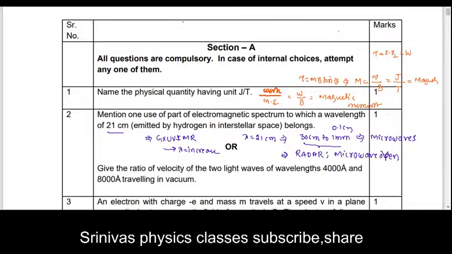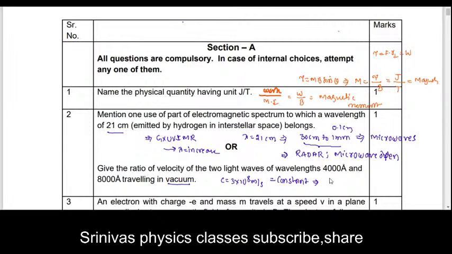Okay, Twinkle. Right, let us go for the next one: give the ratio of velocities of speed of light for 4000 and 8000 angstroms. Ratio of speed of light they are asking. Speed of light in vacuum is 3 × 10^8 meter per second. It is constant in the vacuum. When it enters into another medium, it will change. They are asking the ratio of speed of lights.